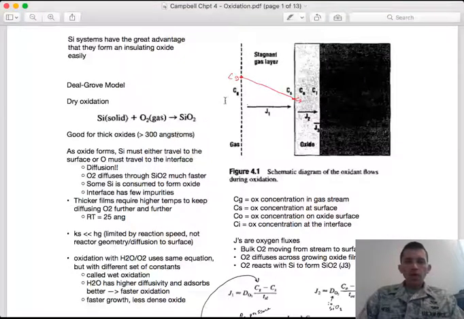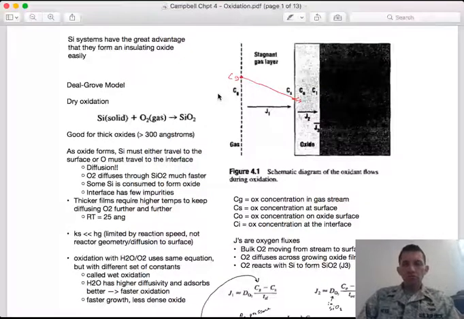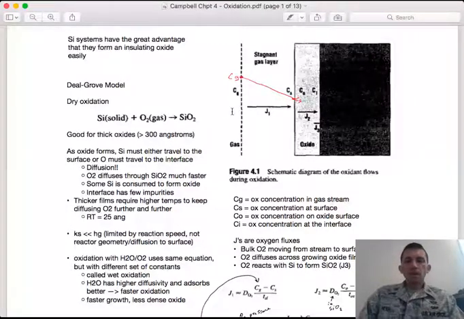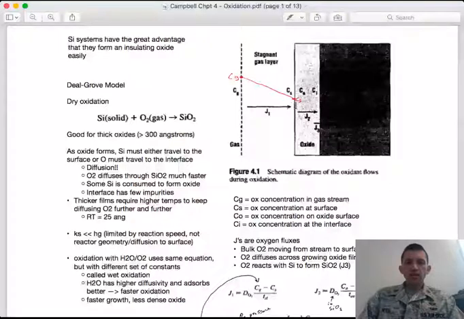And so the model basically predicts several fluxes at various stages of the oxygen transport. At the beginning, you have some concentration of oxygen in the gas of the oxidation furnace. And so for that oxygen to produce an oxide, it first needs to diffuse across a stagnant gas layer near the silicon wafer.